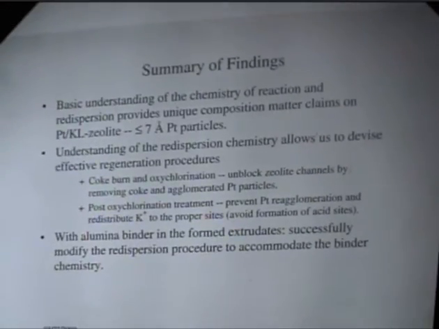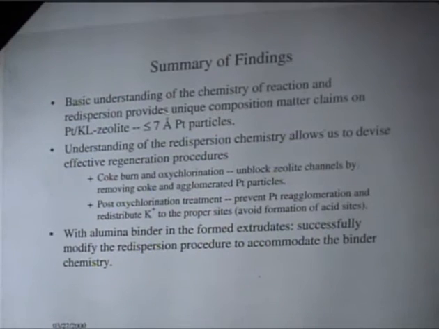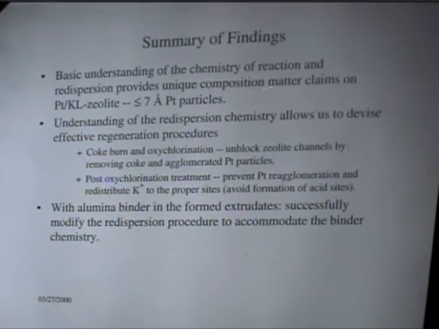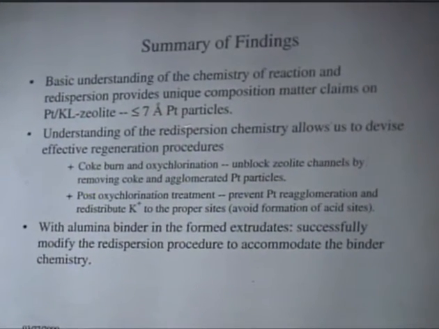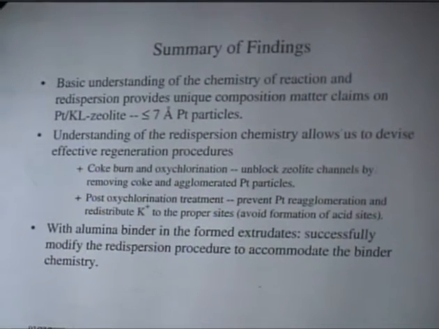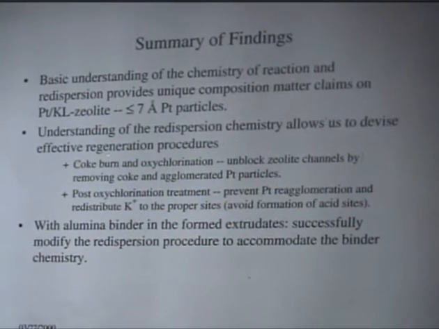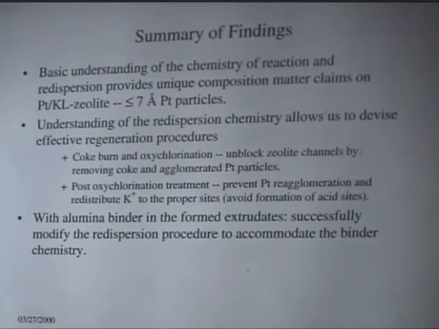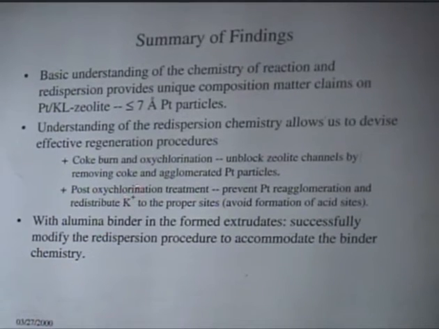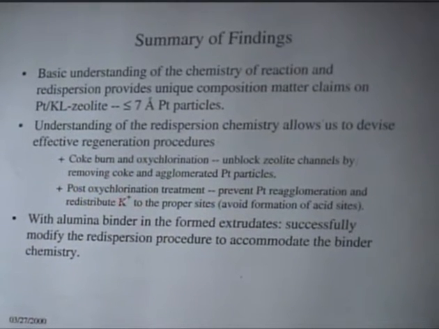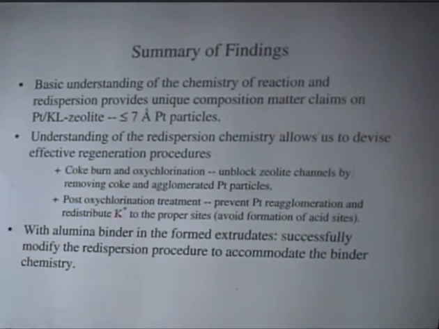So in summary, what we say is we have a basic understanding of the reaction chemistry and the dispersion chemistry. So we have a composition of matter of platinum KRC with less than 7 angstrom particles. And with this understanding, we can devise a procedure. We can burn the coke and block the silicon channel and remove the garbage pattern. And then we can disperse it. And the main thing is oxygen post-treatment is to prevent pattern re-agglomeration and we distribute the pattern like potassium cation back to the ion exchange site.